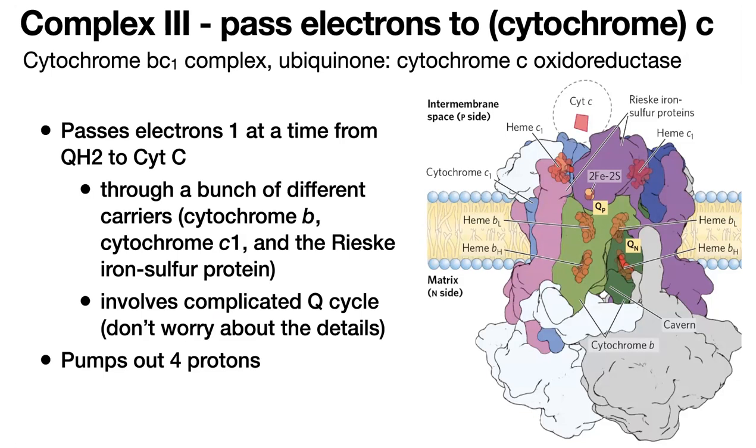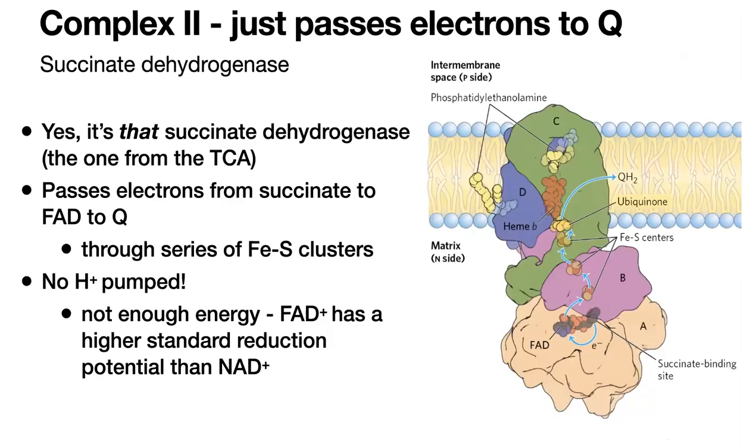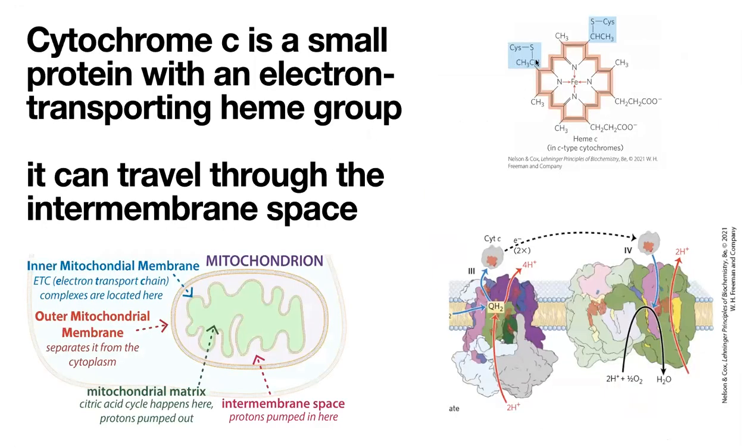So remember, ubiquinol is fully reduced. It's got those 2 electrons it can transfer. Cytochrome C is only going to transport 1 electron. So cytochrome C has that heme group that has the iron, and the iron is only going to be giving and taking 1 electron at a time. So we're going to need to give cytochrome C 1 electron at a time.